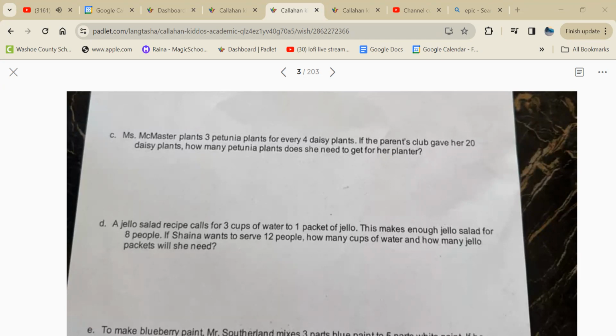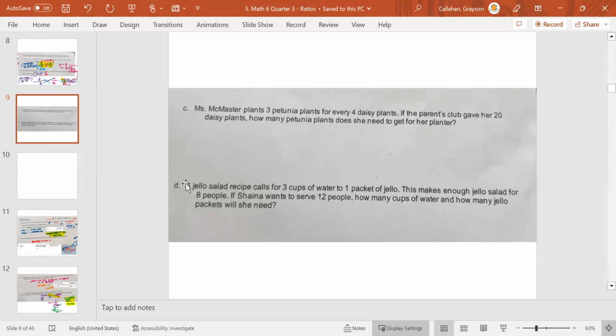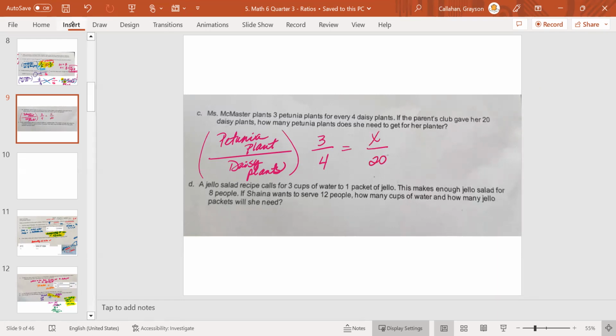Okay, first C. Miss McMaster plants 3 petunia plants for every 4 daisy plants. So this is what you start off with. Petunia plants go on top, daisy plants go on the bottom. So 3 petunias for every 4 daisies. If the parent club gave her 20 daisy plants, how many petunias does she need to get for her planter? So it gave her 20 daisies. 20 goes here, X goes here.